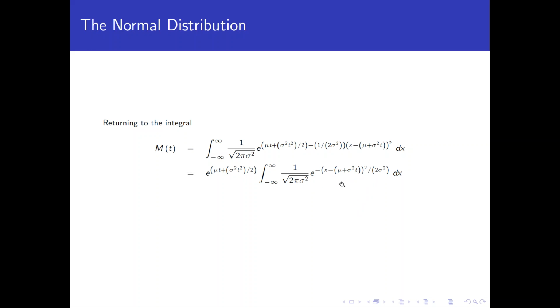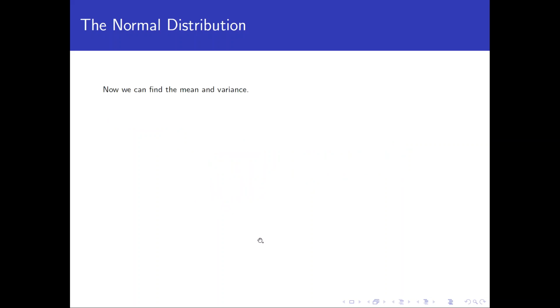This really is a PDF of a normal distribution. It's just got a different mean. So that integral is going to be 1, which we just showed in the previous slide. So this is our moment generating function. Now we can find the mean and the variance.